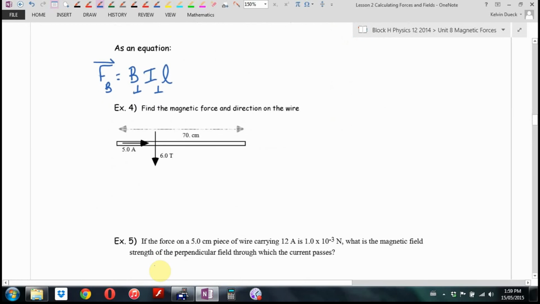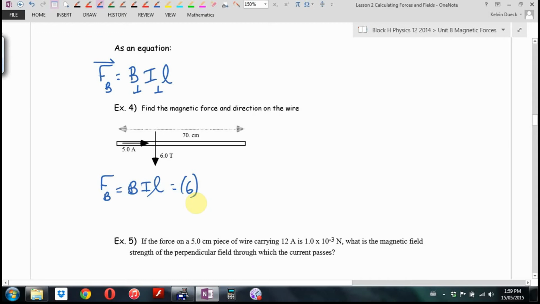Example 4. Find the magnetic force and the direction on the wire. On the what? So it's a magnetic force, but I'm not going to use qvB. I'm going to use Mr. BIl. And I think everything is in the diagram, Jeff. If you look at the units, how big is the magnetic field in the diagram? 6 Tesla. That's even bigger than that MRI machine. That's huge.